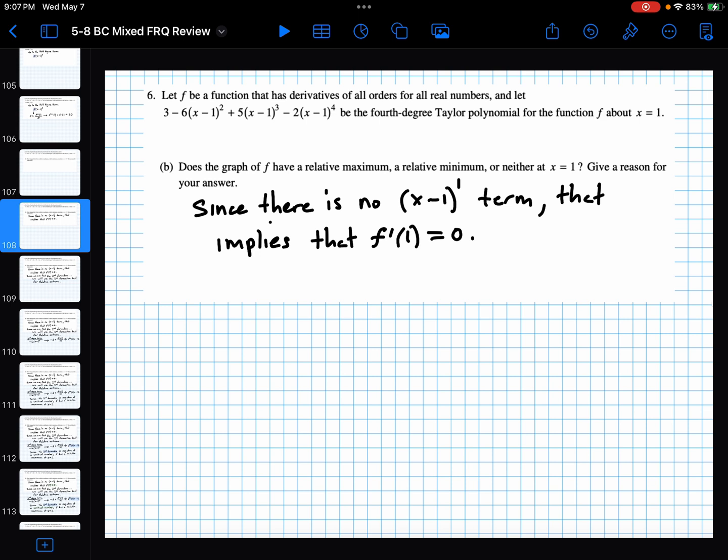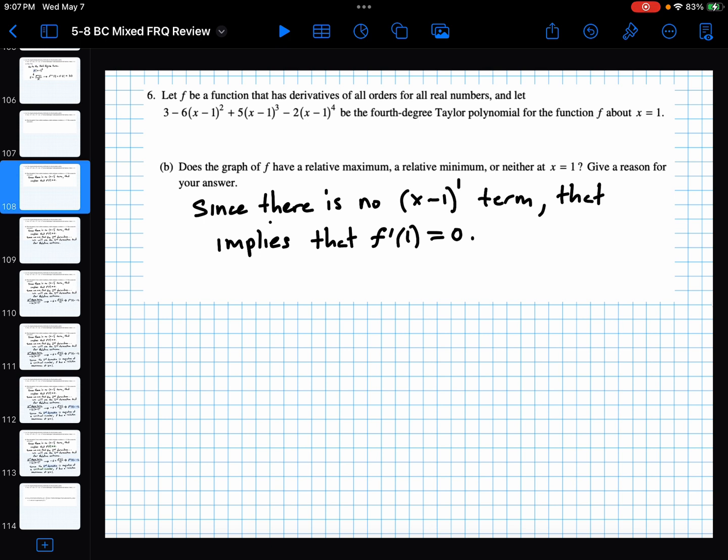Right? So, since there's no x minus 1 to the first power term, the only way that x minus 1 to the first power could have been eliminated is if f prime of 1, the first derivative at 1, was equal to 0. That would have canceled out that term. Now, that's a jump to make logically, I get it, but once you can see that that x minus 1 isn't there, the first derivative has to be 0, and if the first derivative at 1 is 0, that's telling you that x equals 1 is a critical number.